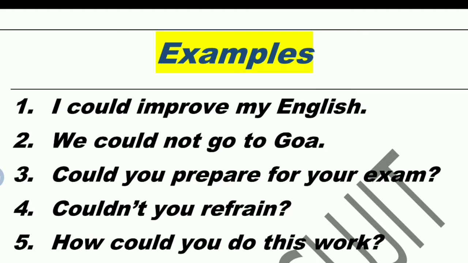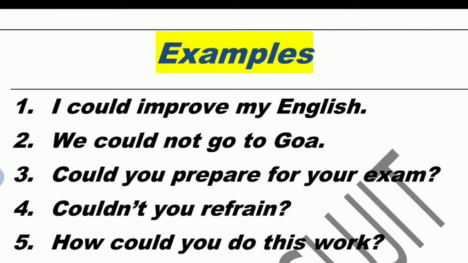Now if I talk about a negative sentence, you have to add not at the third position of the sentence. We could not go to Goa. The interrogative sentence is: could you prepare for your exam? In the interrogative sentence you have to put could at the first position, at the first place. Otherwise it will be wrong.